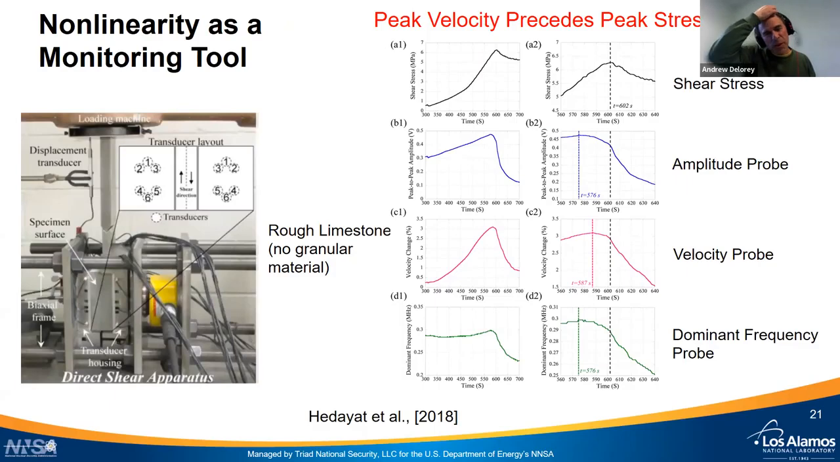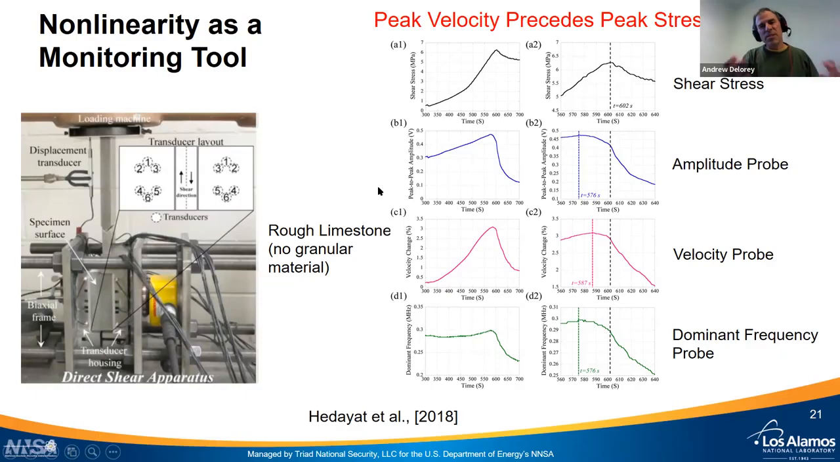I just wanted to show one more before I talk about a comparison with what might be happening in the earth. This is rough limestone with no granular material, and this is a little bit different than what we saw with the granular material. We have the shear stress amplitude probe, velocity probe, and dominant frequency probe, similar to what was in the other experiment. And we can see here, for example, that the peak shear stress happens after the peak amplitude and velocity. So this is perhaps some kind of precursory activity that happens before failure.